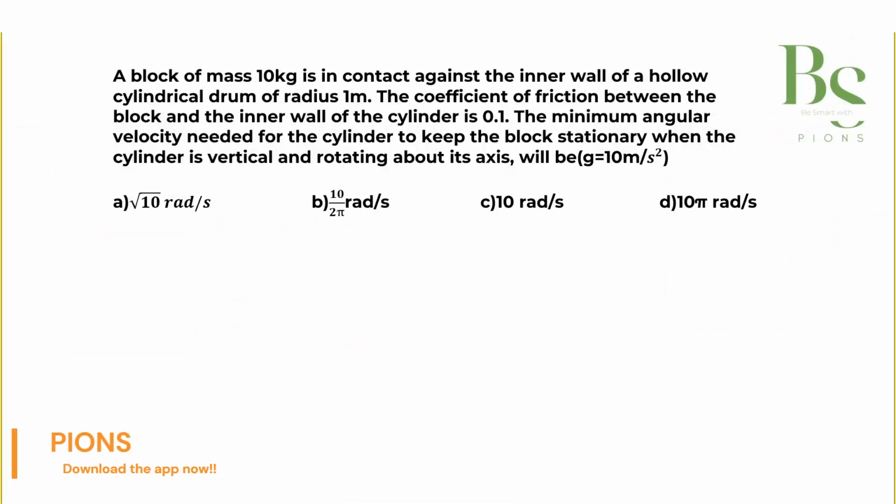A block of mass 10 kg is in contact against the inner wall of a hollow cylindrical drum of radius 1 meter. The coefficient of friction between the block and the inner wall of the cylinder is 0.1. The minimum angular velocity needed for the cylinder to keep the block stationary when the cylinder is vertical and rotating about its own axis. Clear?